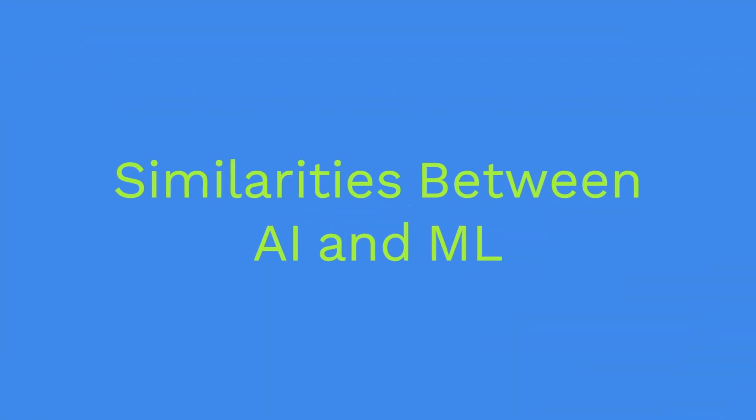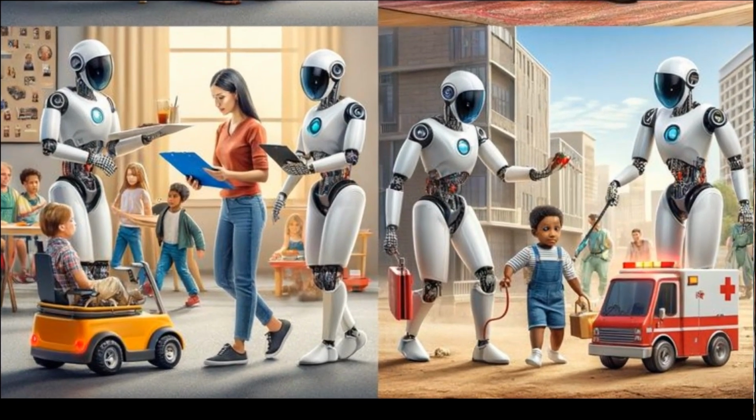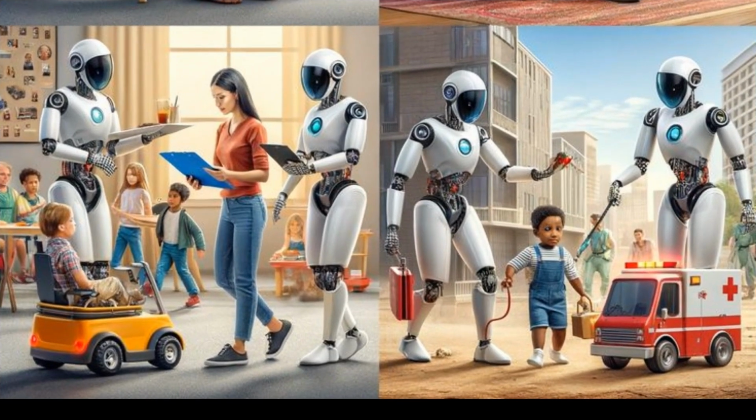Similarities between AI and ML. Shared objective: AI and ML aim to create smarter machines. Use of data: AI and ML rely on data for better performance. Applications: AI and ML are used in industries like healthcare, finance, education, and entertainment. Constant improvement: AI and ML fields are evolving and growing rapidly, with breakthroughs happening every day.